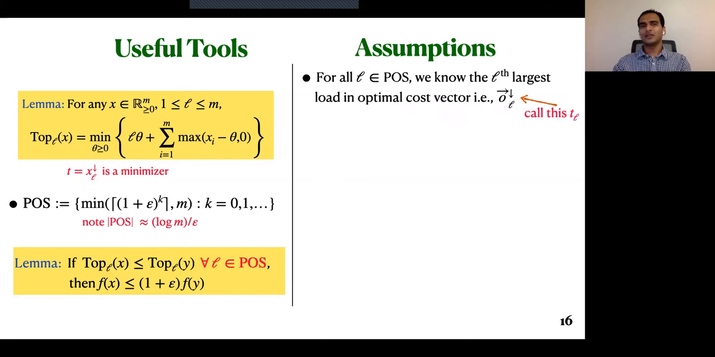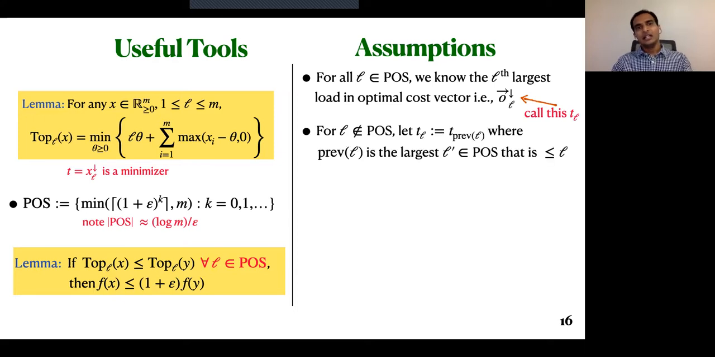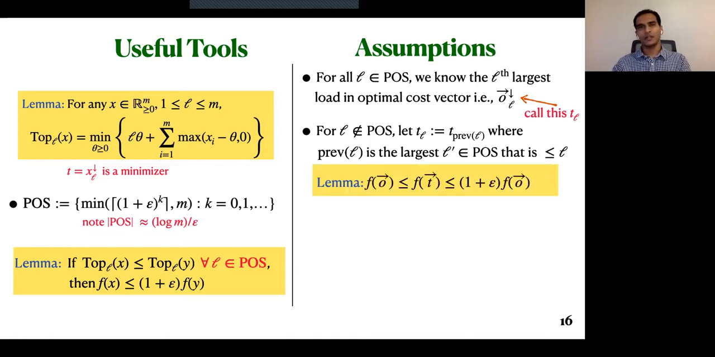First of all, we'll assume that for every L in pos, we know the Lth largest load in the optimal load vector. We call this quantity TL. We now extend T to an m-dimensional vector by recursively setting TL to be TL minus 1 whenever L is not in pos. It is not hard to argue that this only leads to a 1 plus epsilon loss in approximation.